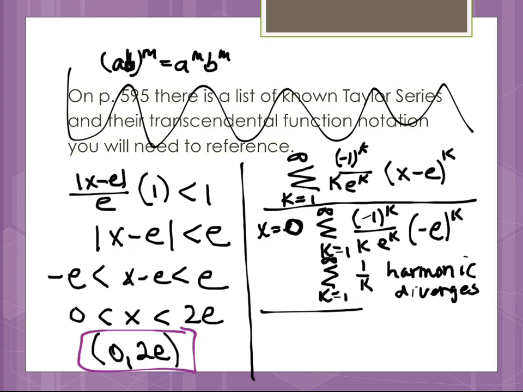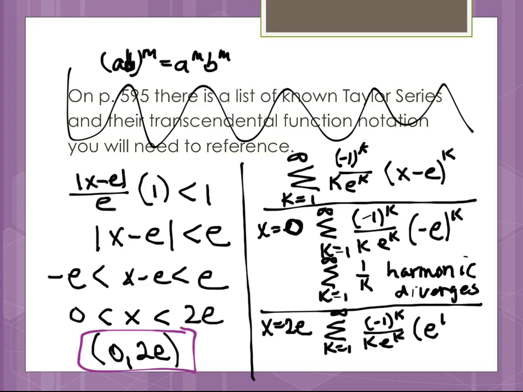All right, my other endpoint that I need to test is the endpoint at 2e. So this is the summation from k equals 1 to infinity of negative 1 to the k over k e to the k. And then I'm actually going to get a positive e to the k because I'm going to have 2e minus e, which is going to give me e to the k. So on this one, I don't even have to use those exponent rules that I just did before.